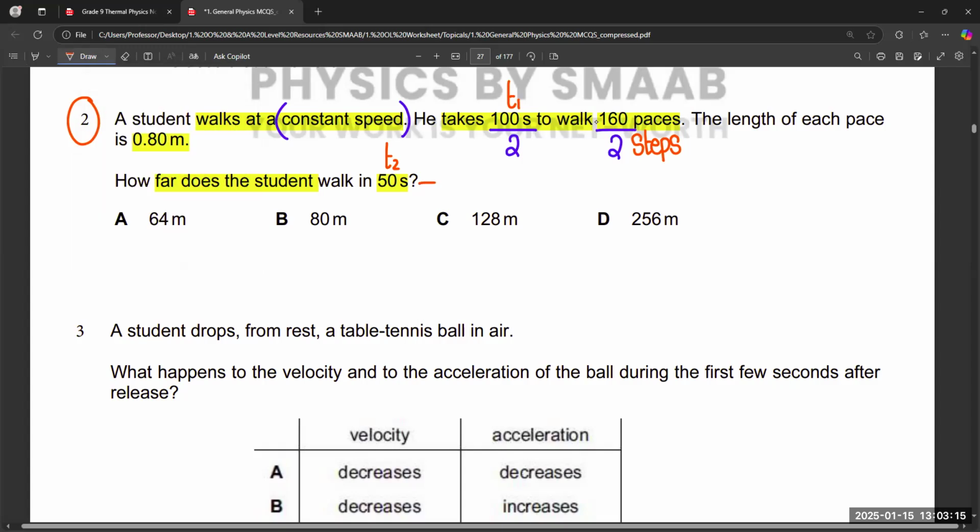So it means in 50 seconds the body covers 80 paces. And the length of one pace is 0.8. So for 80 paces, we can say 80 multiplied by 0.8. So what is the final answer?